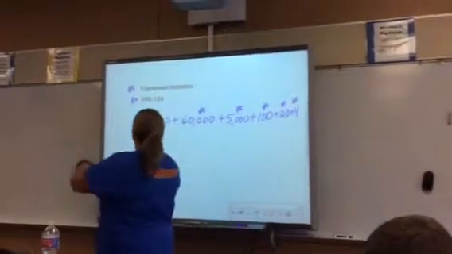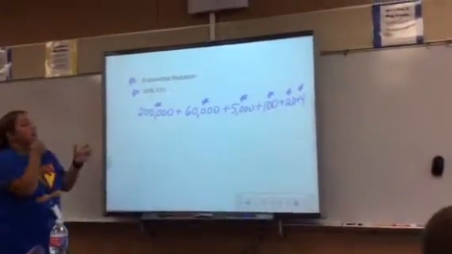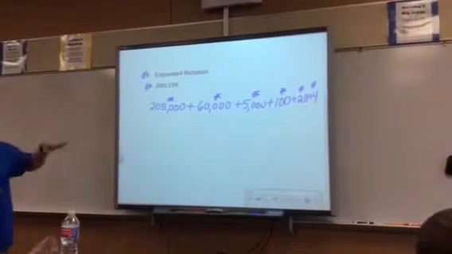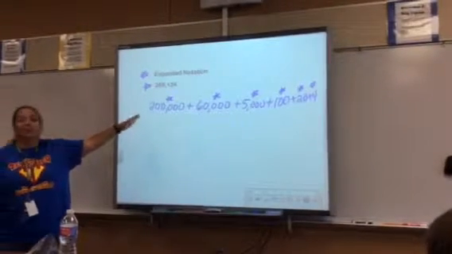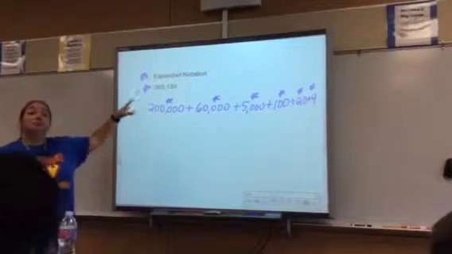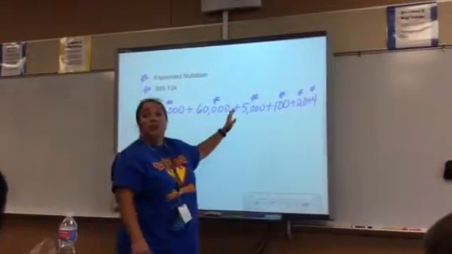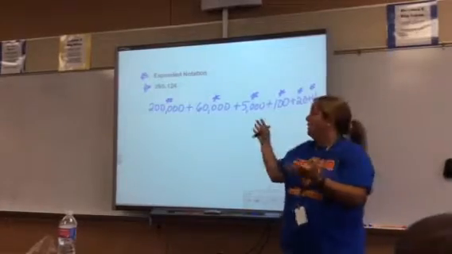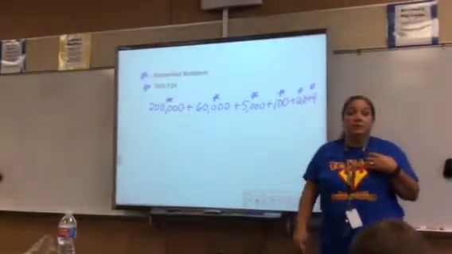So your final answer is 200,000 plus 60,000 plus 5,000 plus 100 plus 20 plus 4 equals 265,124. If you get finished early, you can always justify your answer by going back and adding all of those up to make sure that they do actually equal that amount. That's a way to justify it.